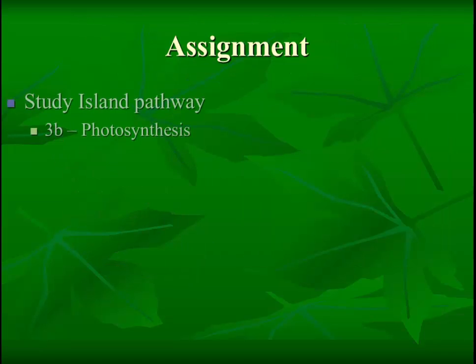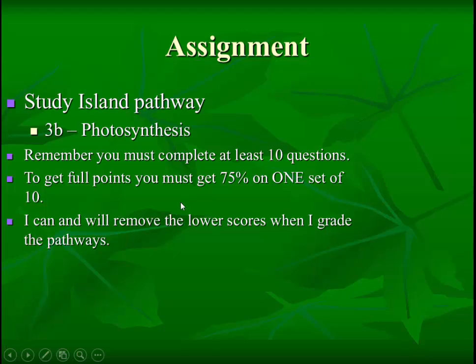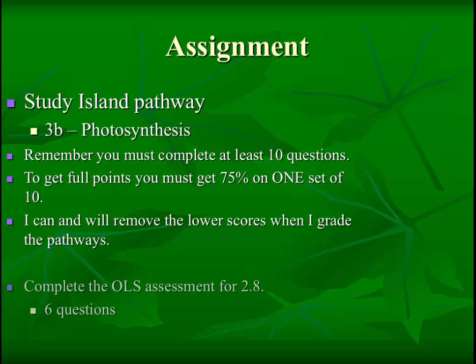Alright, in your assignment, we have another Study Island pathway being assigned. So this is 3B, this is photosynthesis. So remember, you must complete at least 10 questions. To get 4 points, you need to get 75% on 1 set of 10. So I can and I will be removing the lower scores when I go to grade the pathways. So as long as you got 75% in 1 set of 10, you'll earn the blue ribbon and you'll get your full points for the assignment.